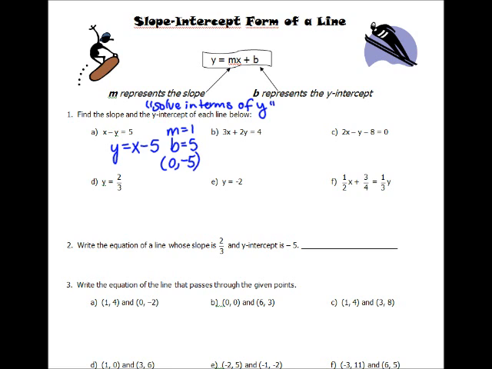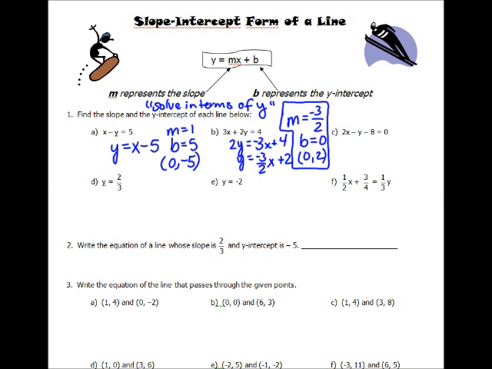Okay? Let's take a look at the second one. So I'm going to solve this. 2y equals negative 3x plus 4. And y equals negative 3/2 x, remember, don't simplify that, plus 2. So m is going to be negative 3/2. Just leave it as is. And my b is going to be 2. Or you could write 0, 2. So I'm going to let you guys go ahead and do the rest of those and come back and check with me.